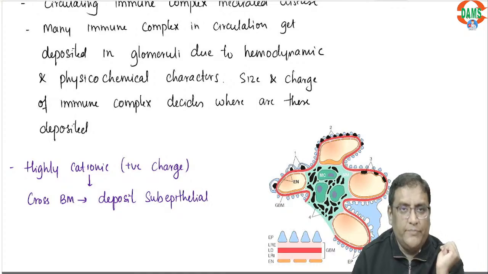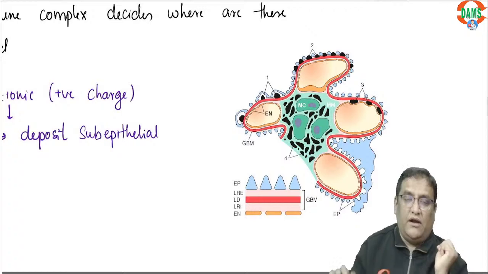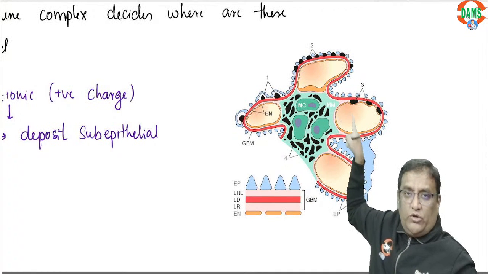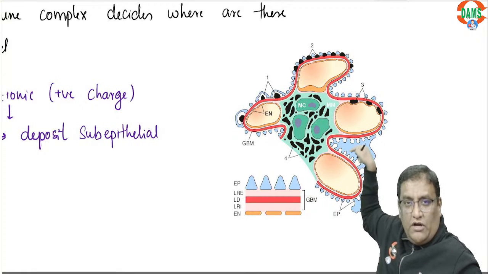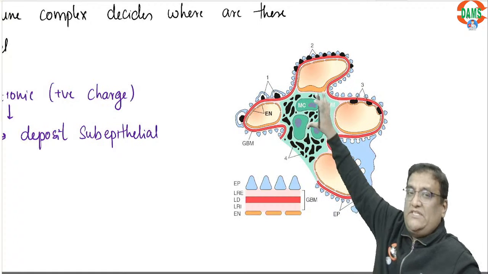Subepithelially, we call it. So what is the subepithelium? Let me try to depict a reference here. I hope all of you are able to see: these are the capillary, these are your podocytes, and these are the foot processes. The red line is your basement membrane, and this is the mesangium, right?